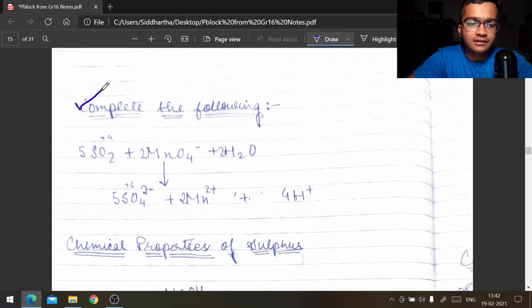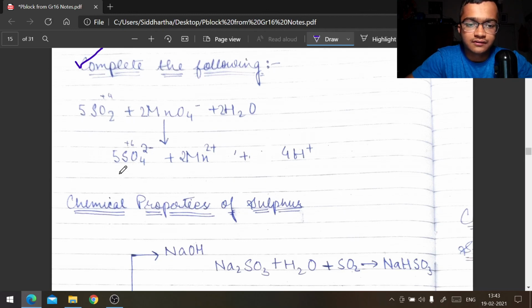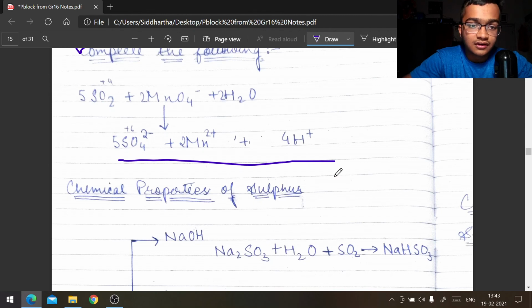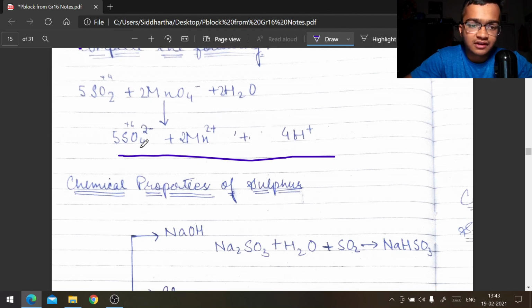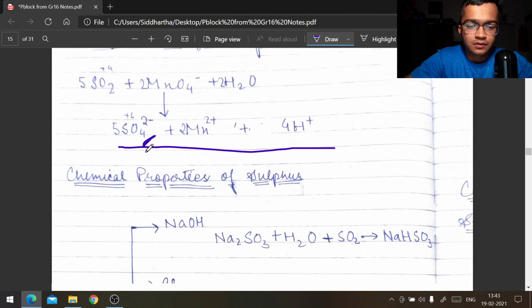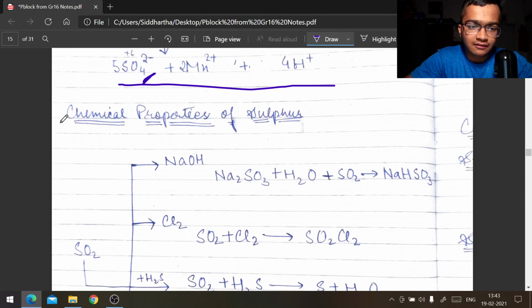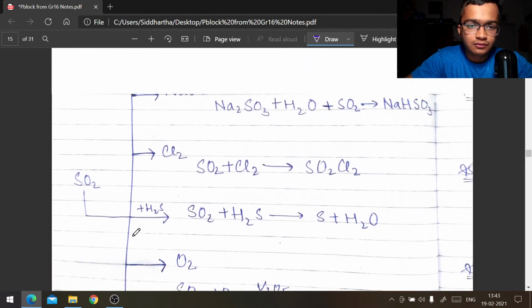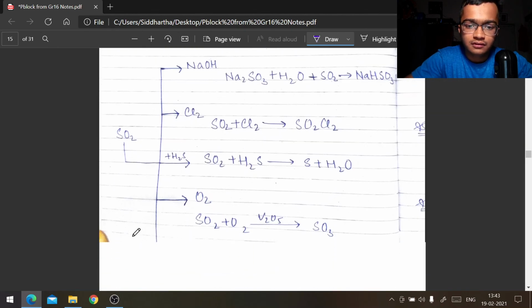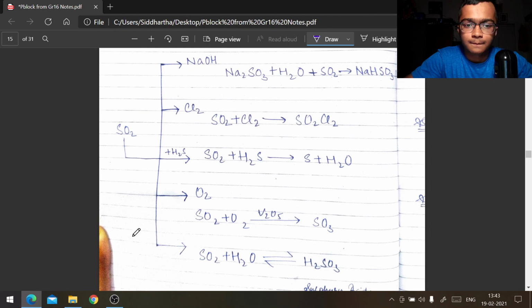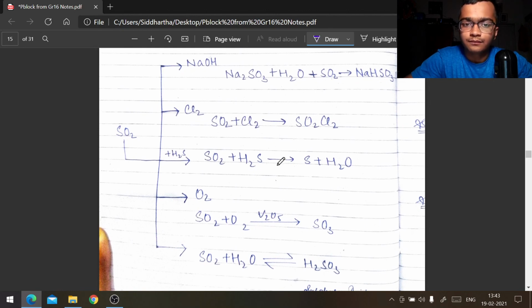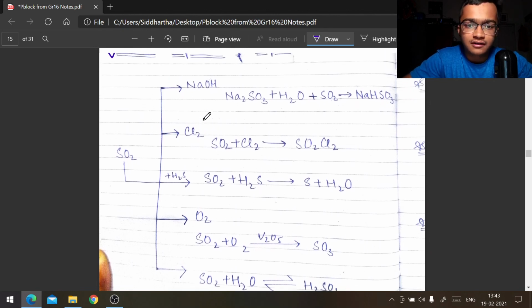The following question is given: SO2 plus MnO4 minus plus H2O gives SO4 2 minus plus Mn2 plus plus H plus. Now here you have to see that SO2 is acting as a reducing agent. Now chemical properties of sulfur dioxide. Let's zoom out a bit.